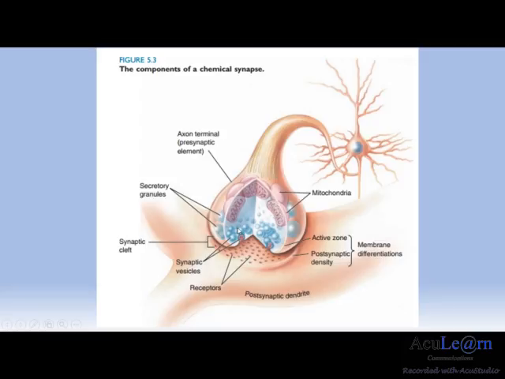The accretion of proteins within membranes of both sides of the synaptic cleft are the membrane differentiations, which encompass the active zones and the postsynaptic density. The active zones are the sites in which neurotransmitters are being released on the presynaptic end, while the postsynaptic density houses the neurotransmitter receptors, which convert the extracellular signal, which are the neurotransmitters, into an intracellular signal, such as the inducing of membrane potential changes on the postsynaptic cell.